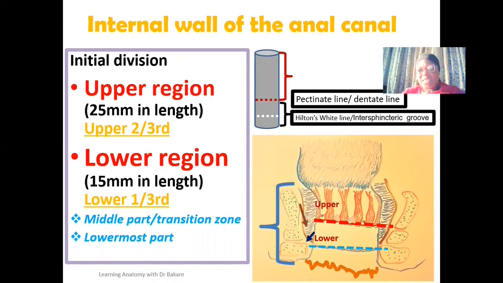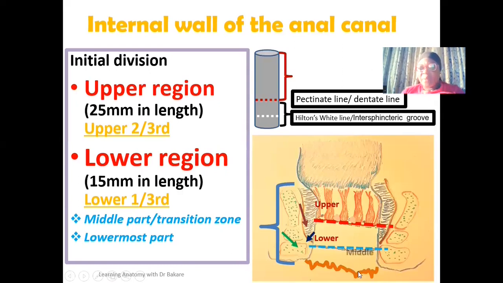This is the internal anal sphincter here, just as the name implies, seen as the internal part, and we have the external anal sphincter here highlighted in green, located at the external region, just as the name implies. The groove is created at the most inferior limit of the internal anal sphincter, where it meets the external anal sphincter, and this is the region here. This region tallies with the level of the Hilton's white line, which further subdivides the lower one-third of the anal canal into the middle part, or transition zone, and the lowermost part.